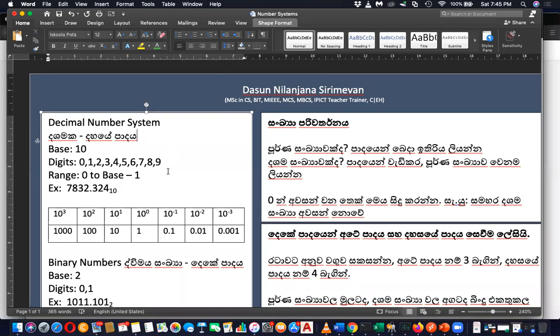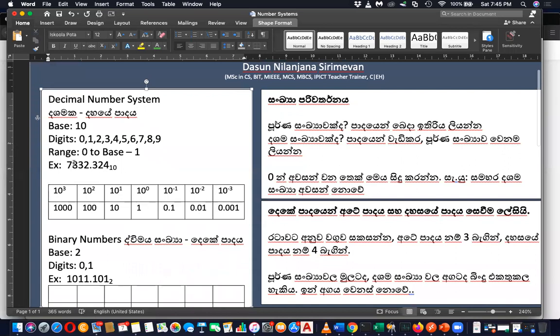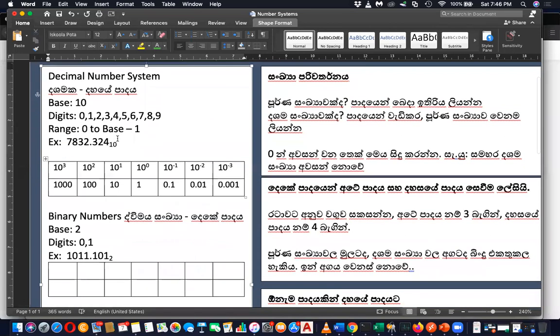So let me explain. In any number, for example, this number is 7832.324. You write the base as a subscript, base 10. But in base 10, you can write the number without it. By ignoring the base, you can write the number, because that is the number system that we are using regularly. But in other number systems, it is compulsory to write the base. Otherwise, it's difficult to identify. In base 10, you can write like this, but the correct way of writing is with the base.